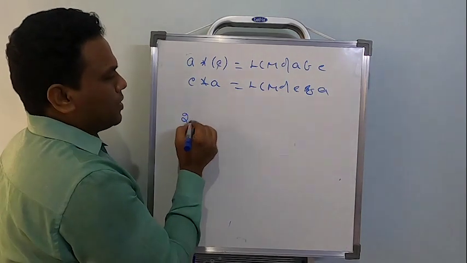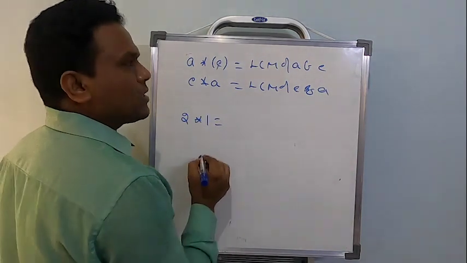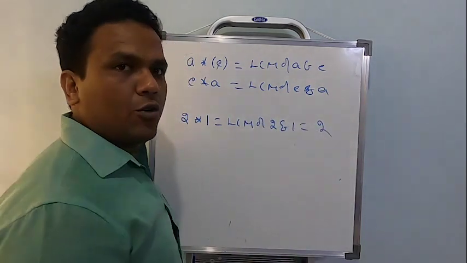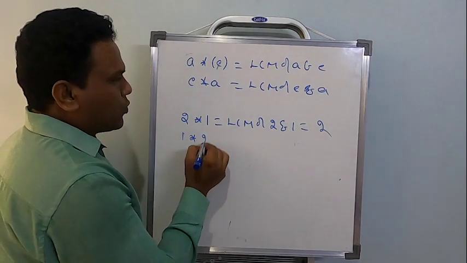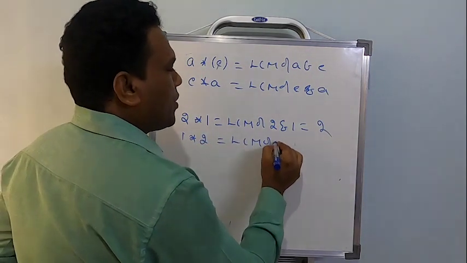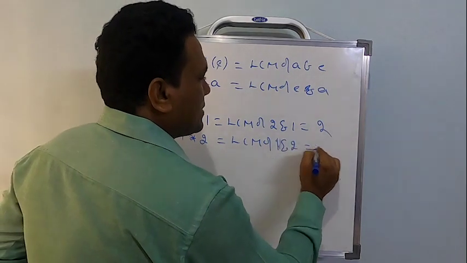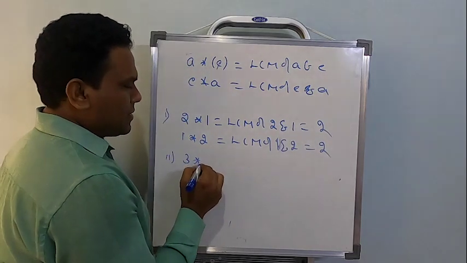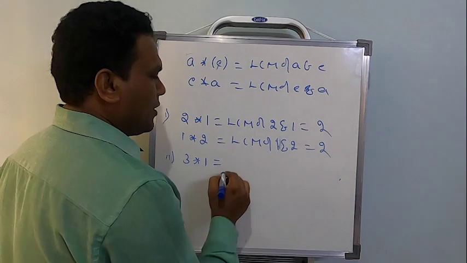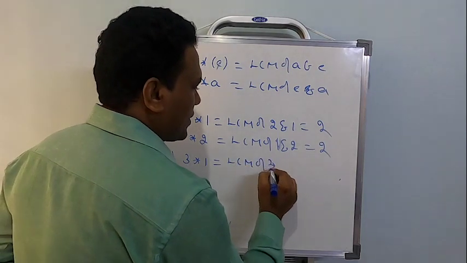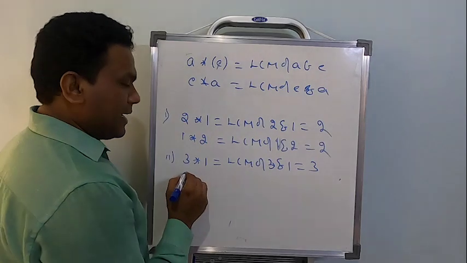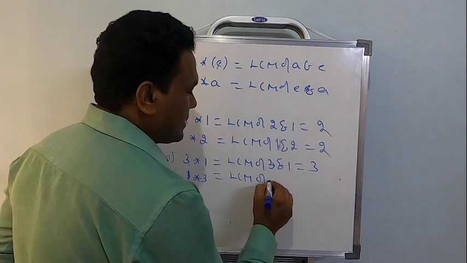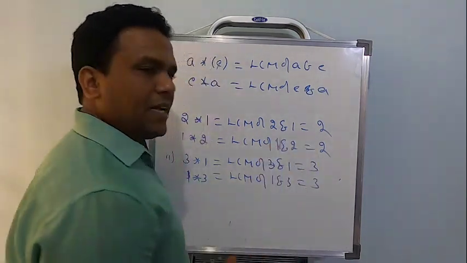Let's consider an example. 2 star 1. What is 2 star 1? LCM of 2 and 1. What is LCM of 2 and 1? 2. Now, if I do 1 star 2, what is 1 star 2? LCM of 1 and 2 is going to be 2. This is one example for you. One more example. 3 star 1. LCM of 3 and 1 is going to be 3. Then the next one, 1 star 3 will be LCM of 1 and 3, which is equal to 3 only, correct?